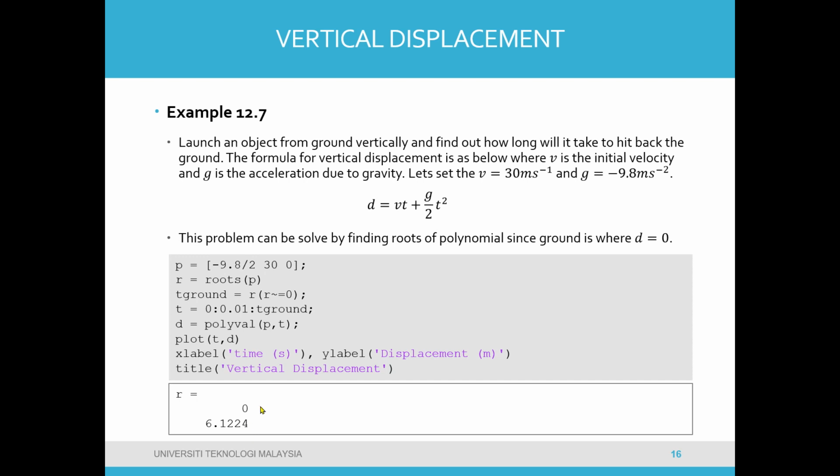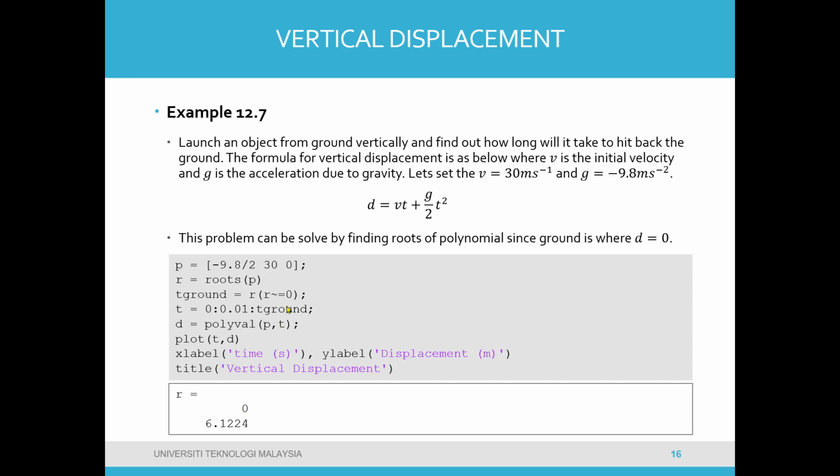You get roots at distance 0 and at 6.122. At a time of 6.1 seconds, the object falls to the ground according to the equation. Then you use polyval from 0 with a step of 0.01 until t ground. This basically removes the 0 root, because you want to use it with polyval.